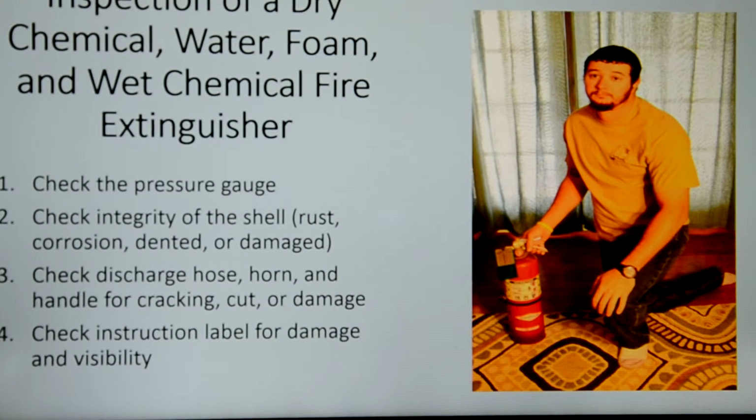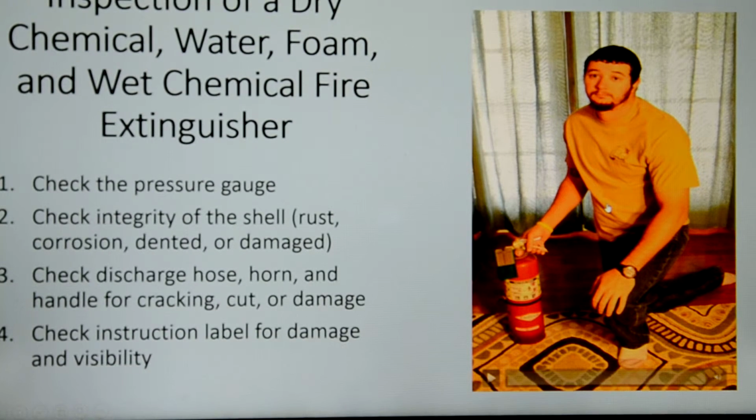Inspection of a dry chemical, water, foam, and wet chemical fire extinguisher. All of these mostly have a pressure gauge, so they are all pretty much inspected the same. First, you're going to check your pressure gauge. Check the integrity of your shell for rust, corrosion, dents, damage. Check the discharge hose, horn, and handle for cracking, cuts, or damage. And also check the instruction label for visibility. Make sure it's not damaged, ripped off, or anything like that. You can also check your tag. Make sure it's punched for this month. Make sure you still have a safety seal that indicates that the fire extinguisher has not been messed with.